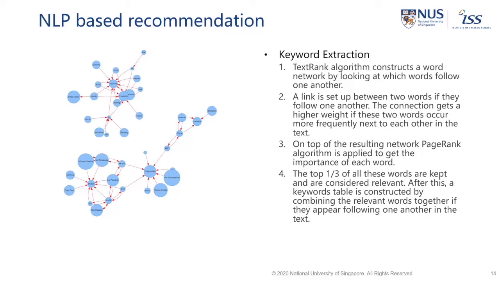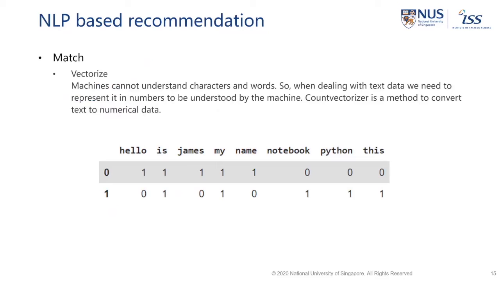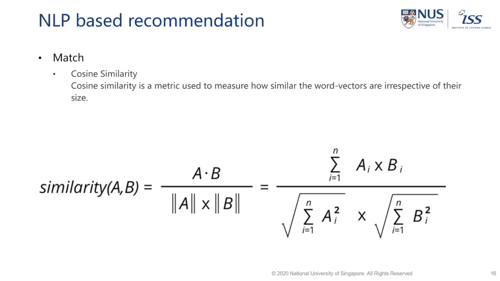After this, a keywords table is constructed by combining the relevant words together if they appear following one another in the text. When dealing with text data, we need to represent it in numbers to be understood by the machine. CountVectorizer is a method to convert text to numerical data. When the text data is vectorized, we use cosine similarity to evaluate user input and keywords extracted from the paper, and then return those papers with the highest similarity.